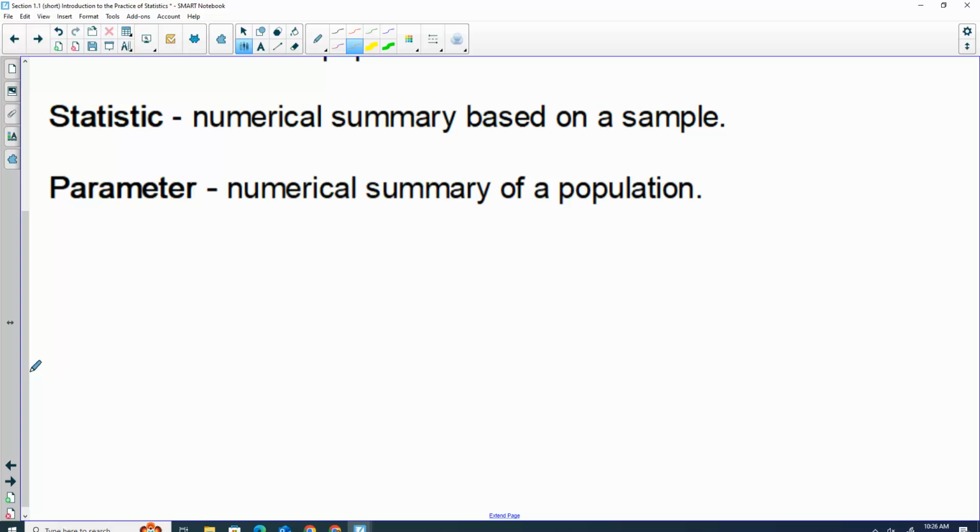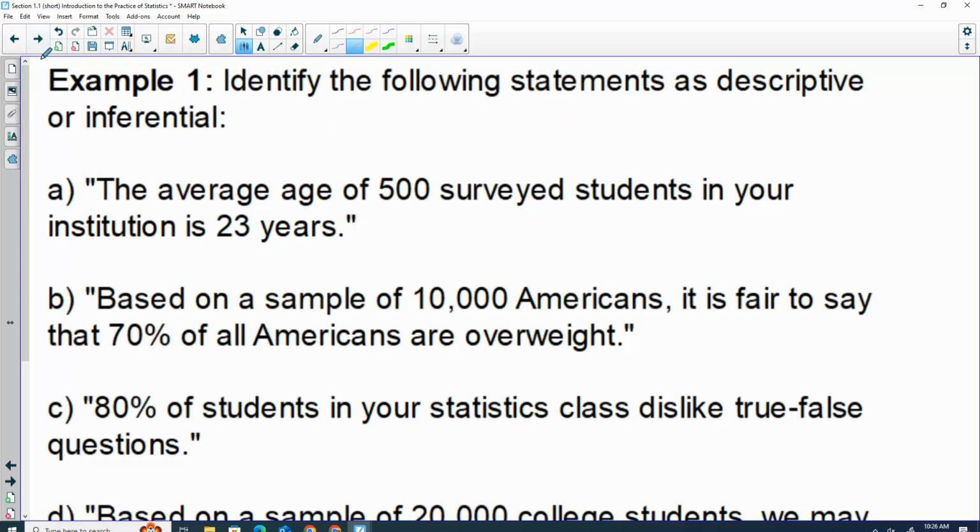All right. So now if you flip over to your example slides, I think this is the first example on here. I want to know if each of these are descriptive or inferential. Remember, descriptive just tells us what it is. Inferential, we're trying to make some sort of guess.